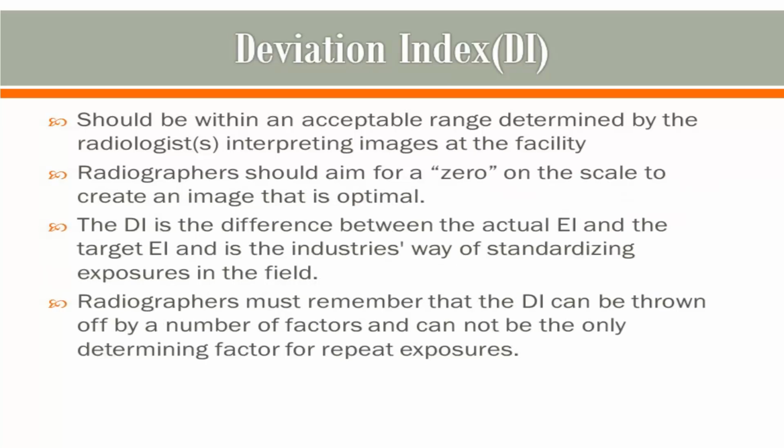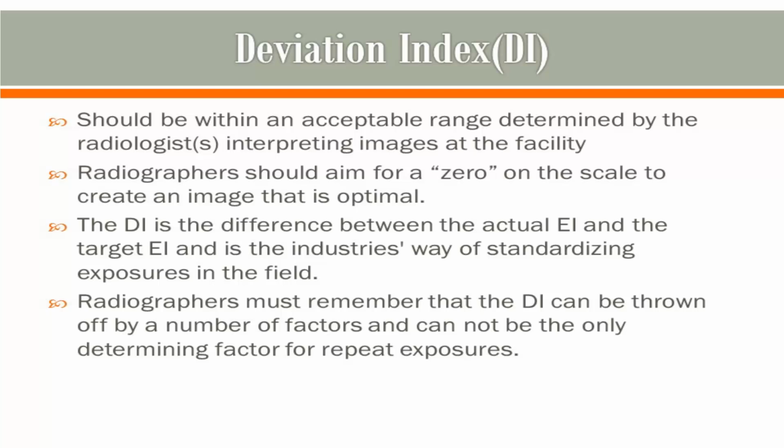Next, let's look at the deviation index, or DI. The DI is used in direct digital radiography, or DDR. Radiographers should aim for a 0 on the DI scale to create an image that has an optimal exposure. The DI is the difference between the actual EI and the target EI and is the industry's way of standardizing exposures in the field across manufacturers.